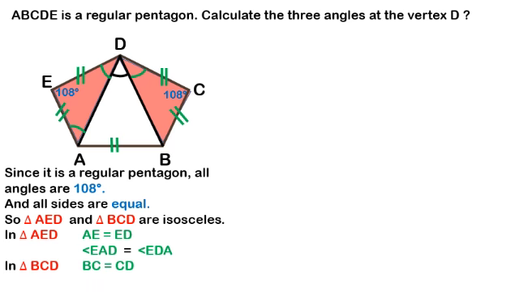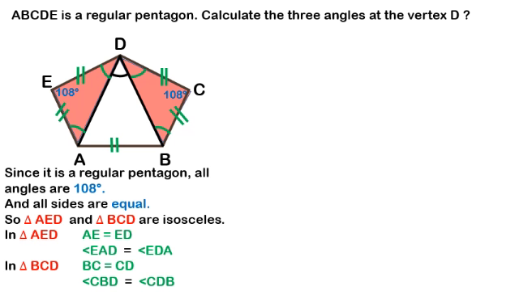Similarly, in triangle BCD, side BC equals CD. Here also the angles opposite to BC and CD are equal. That is, angle CBD equals angle CDB. Now we can calculate these angles.